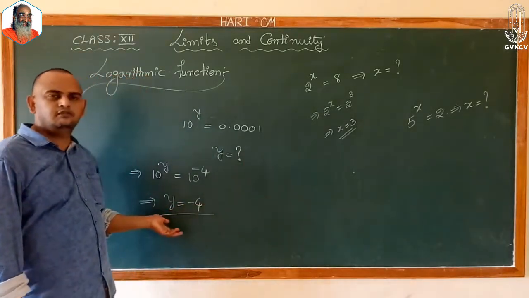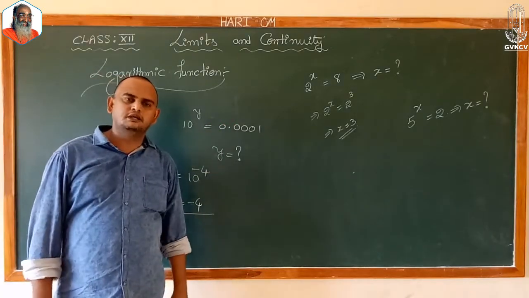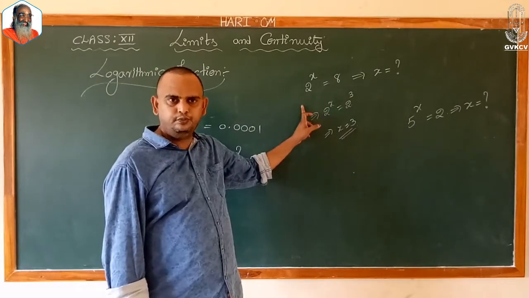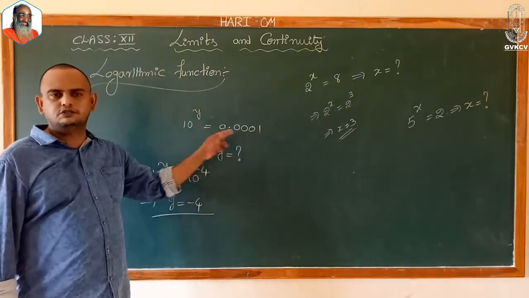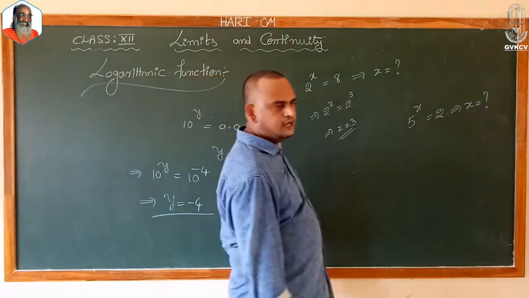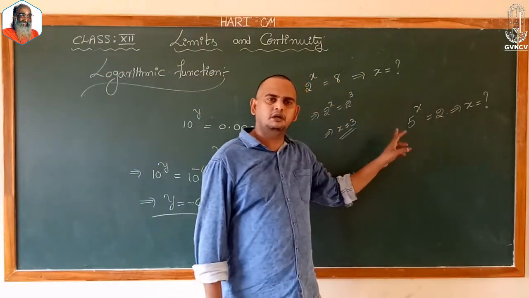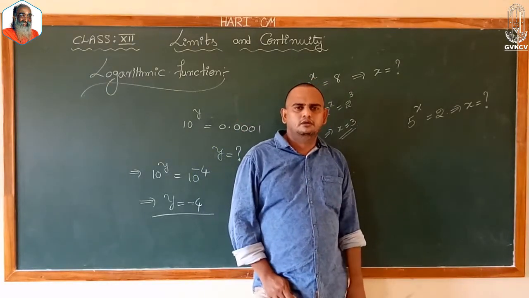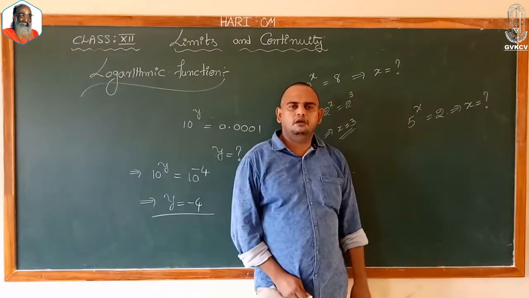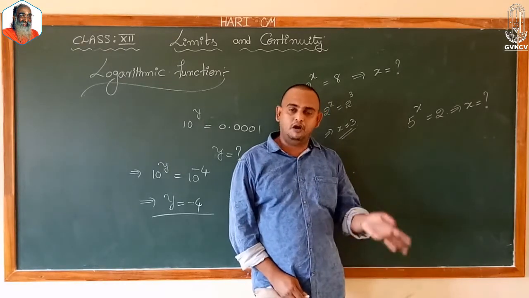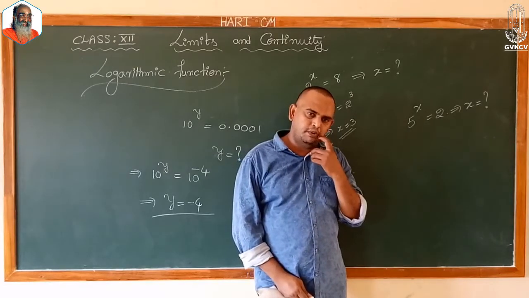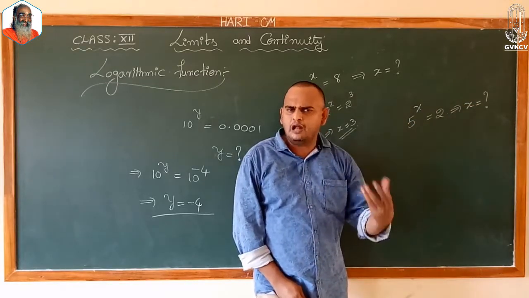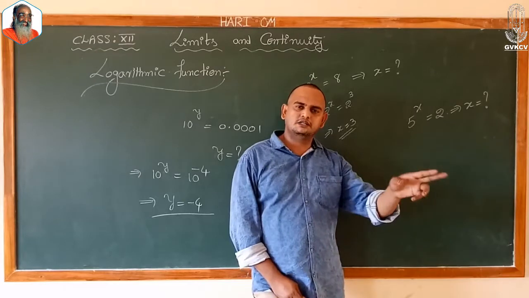Why are the first two cases very easy and why is this case difficult? Here, 8 is in terms of 2, and 0.0001 is also in terms of 10, whereas 2 cannot be written in terms of 5, because 2 is a prime number and 5 is a prime number. So 2 cannot be in terms of 5 and 5 also cannot be in terms of 2. But 5 power x is equal to 2, then what is the value of x?